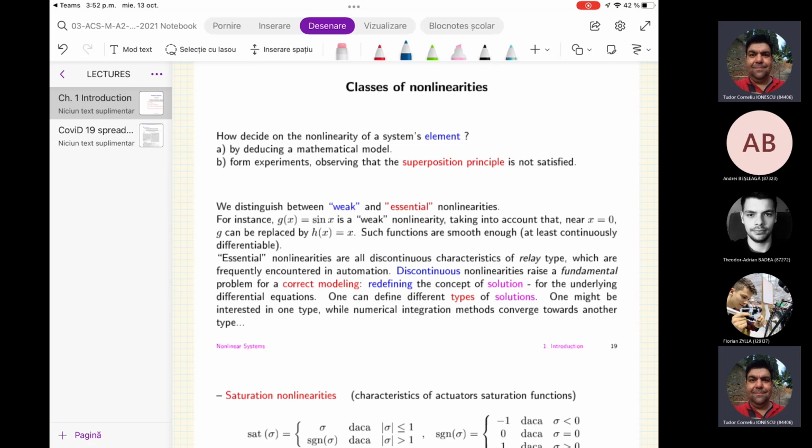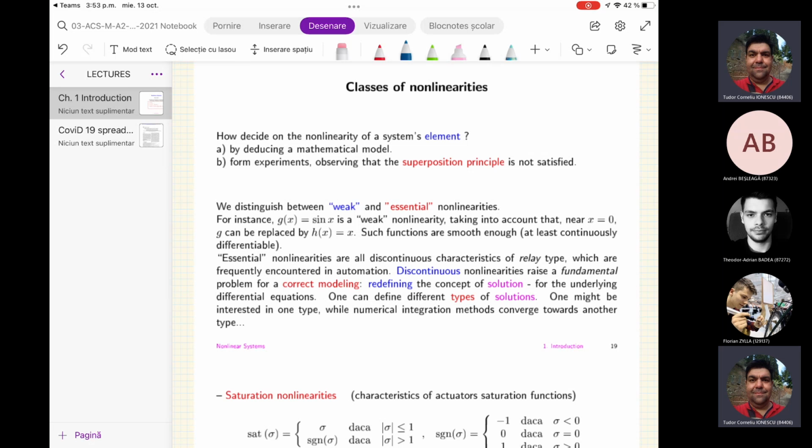If a state or a combination of states or a function of states cannot be subjected to the superposition principle, essentially there is no Laplace transform, so that's a nonlinear equation. So from experiments, we observe that the superposition principle is not satisfied. Exactly what I said earlier.